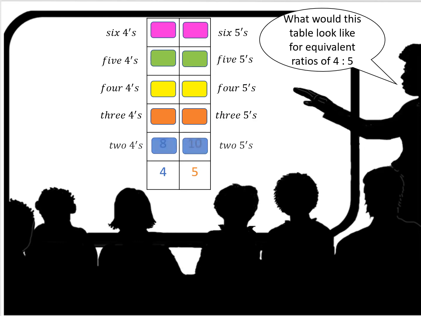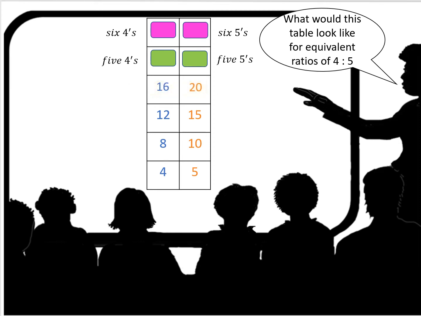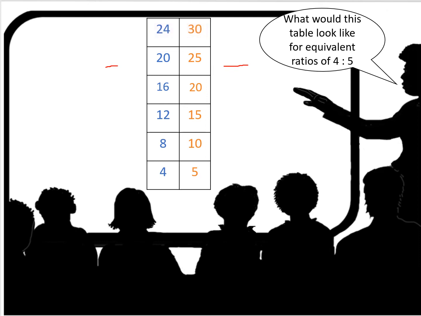What would this table look like for equivalent ratios of 4 to 5? Again, notice that I'm using the same multiplier. I'm going to use 5 4s and 5 5s. 5 times 4 is 20. 5 times 5 is 25. This is the multiplier 6. 6 times 4 is 24, and 6 times 5 is 30.